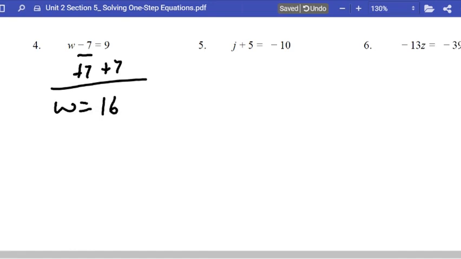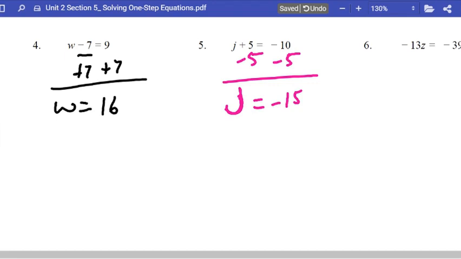J plus 5 is negative 10. Subtract 5 from both sides. So now J equals negative 15. That's kind of an ugly J. All right, number 6.